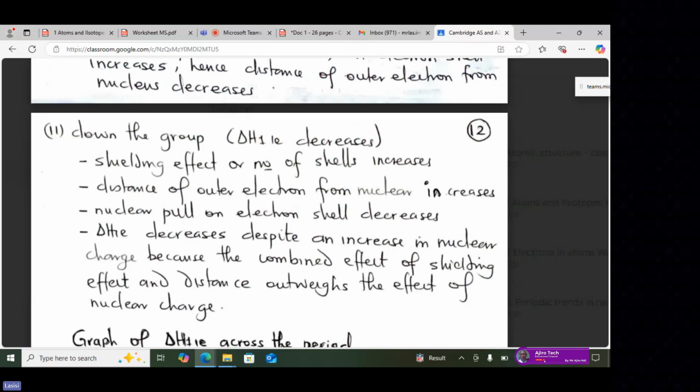Down the group, there's an increase in nuclear charge, but though it's increasing, it doesn't have an effect. You know why? The two other factors combined outweigh the effect of nuclear charge. Do you agree to that? Yes. Good. So down the group, IE decreases despite an increase in nuclear charge because the combined effect of shielding effect and distance outweighs the effect of nuclear charge. Is that okay? Yes.